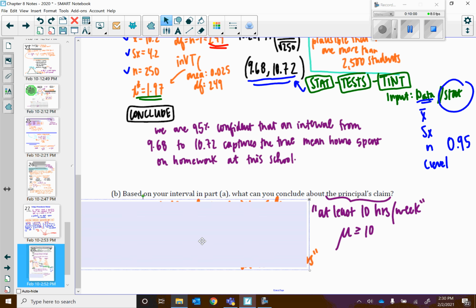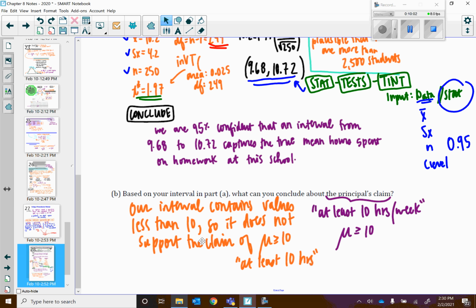But really, we're going to disagree with his claim. Our interval contains values that are less than 10. So it does not support his statement saying students spend at least 10 hours, because it's possible that they only spend 9.6 hours or 9.7 hours or 9.8 hours. There are values in that interval that do not coincide with this. So we would say, hey, that principal is probably lying.